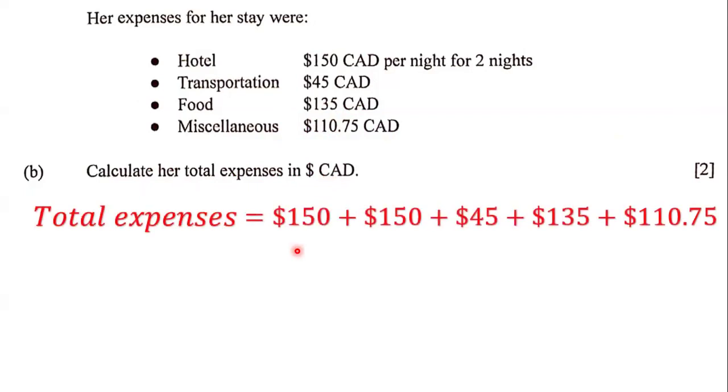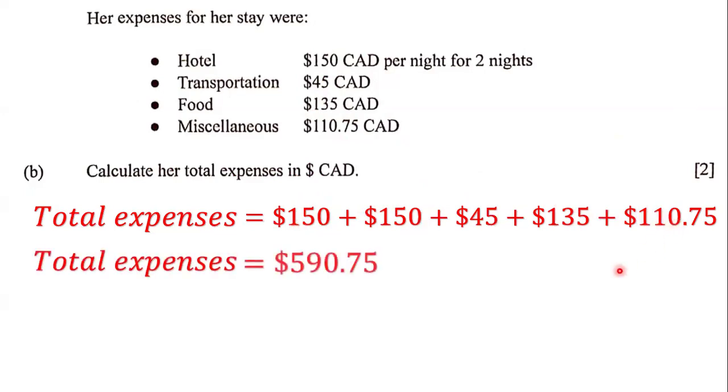And so our total expenses is going to be 150 plus 150, and we did it because it says that 150 Canadian dollars per night for 2 nights. Okay, so we have to determine it for 2 nights. So it's $150 plus $150. And we have to add the transportation. So the transportation is here. Then we have to add the food, which is 135. And then we have to add the miscellaneous, which is $110.75.